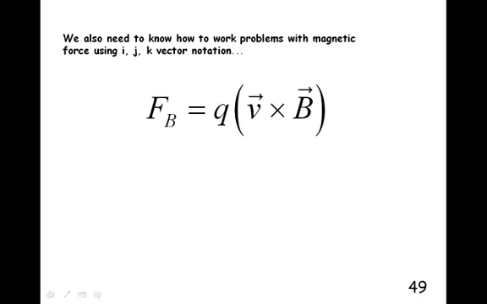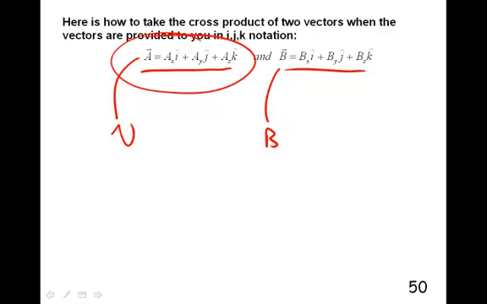Okay, and finally, we also need to know how to work problems when we have the vectors velocity and magnetic field given in IJK vector notation. Well, in general, the way you take the cross product between two vectors, I just have 2 hypothetical vectors here, A and B. And for us, it's going to be V and B. Well, isn't that funny? B is also B there. Okay, so when we do this, the A vector is going to be the velocity vector, so that's going to be Vx, Vy, and Vz for these guys.